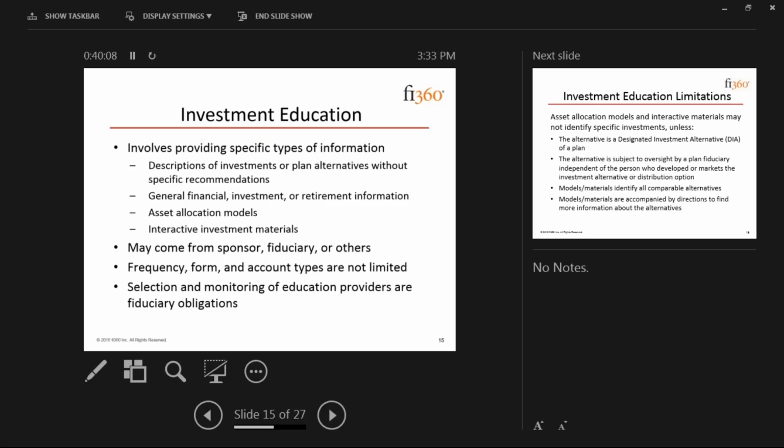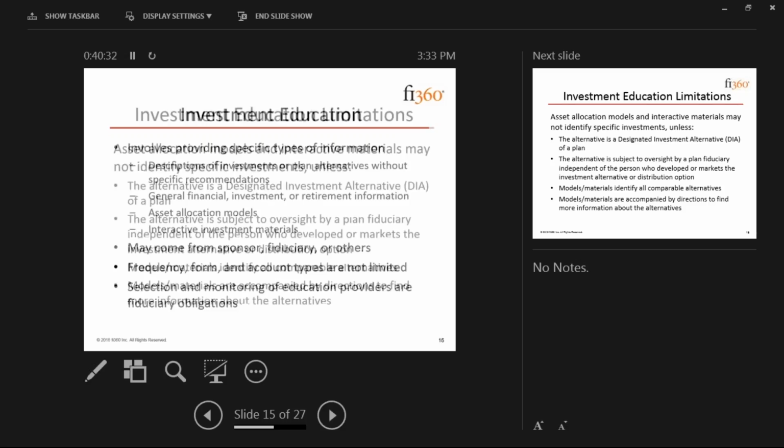So the last bullet point, selecting and monitoring the education providers. Now that is a fiduciary obligation that would typically fall to the plan sponsor. Who they have doing this, and ensuring that it's being done in a way that lines up with what was expected, and also lines up with the fact that advice is not being provided, would continue to be the obligation of the plan sponsor.